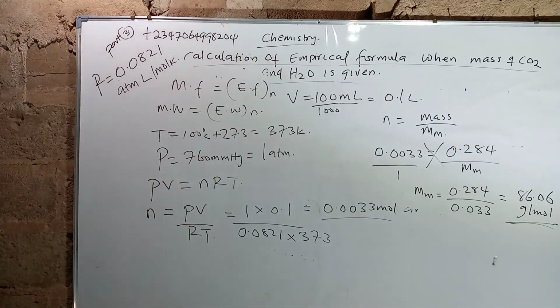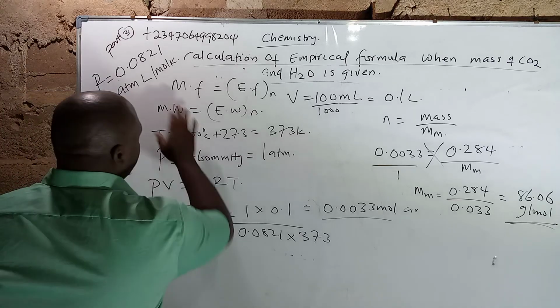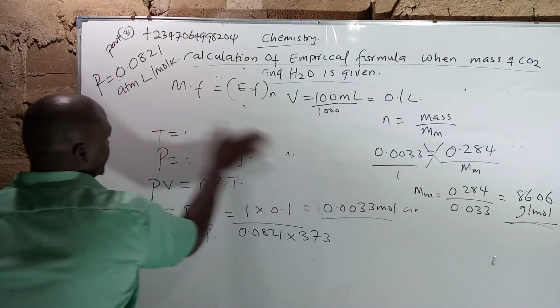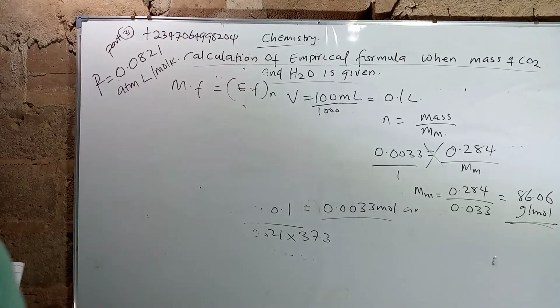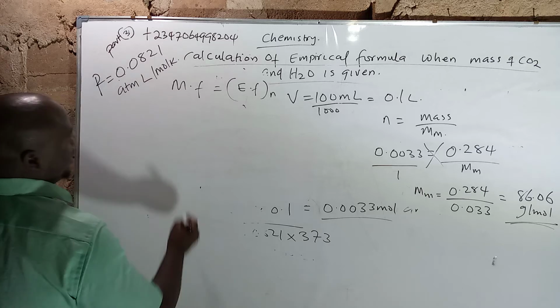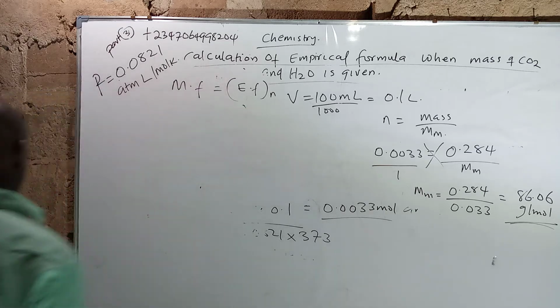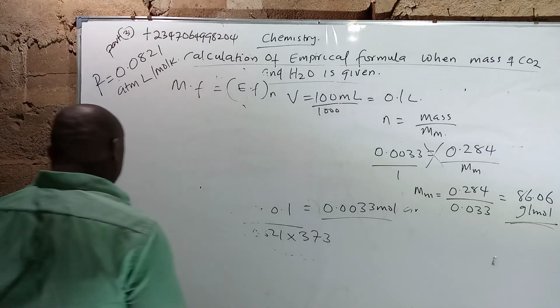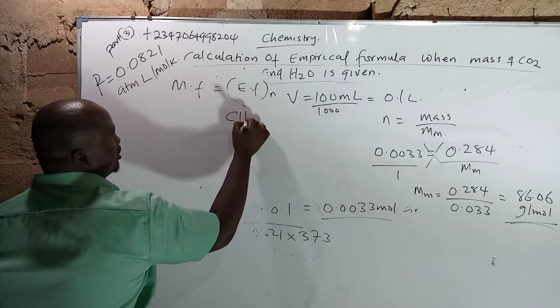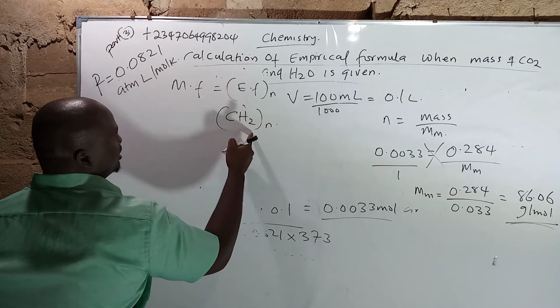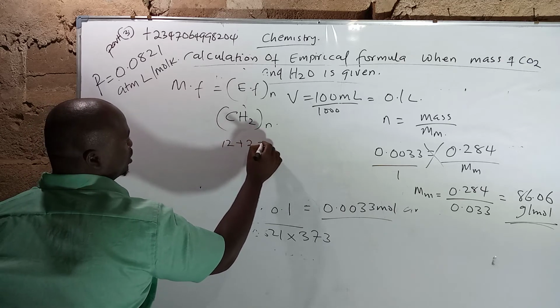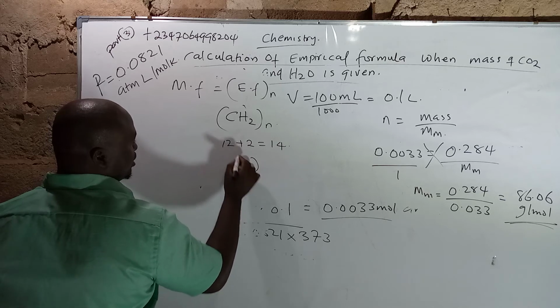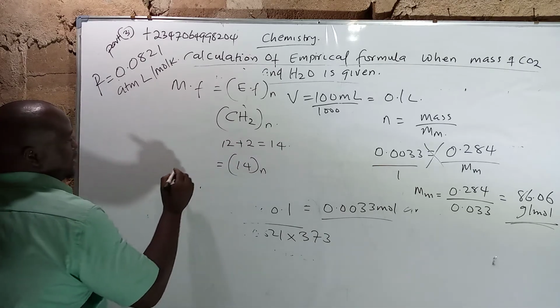Now, if you have successfully calculated your molar mass, all you need to do is insert it into this formula that you are seeing here, and then your answer flows naturally. You already know that the molecular weight is the empirical formula weight times n. For the weight of the empirical formula, remember we calculated the empirical formula to be CH2. This is 12 plus 2, which will give you 14. So you have 14 in bracket n equals your molecular weight, right?